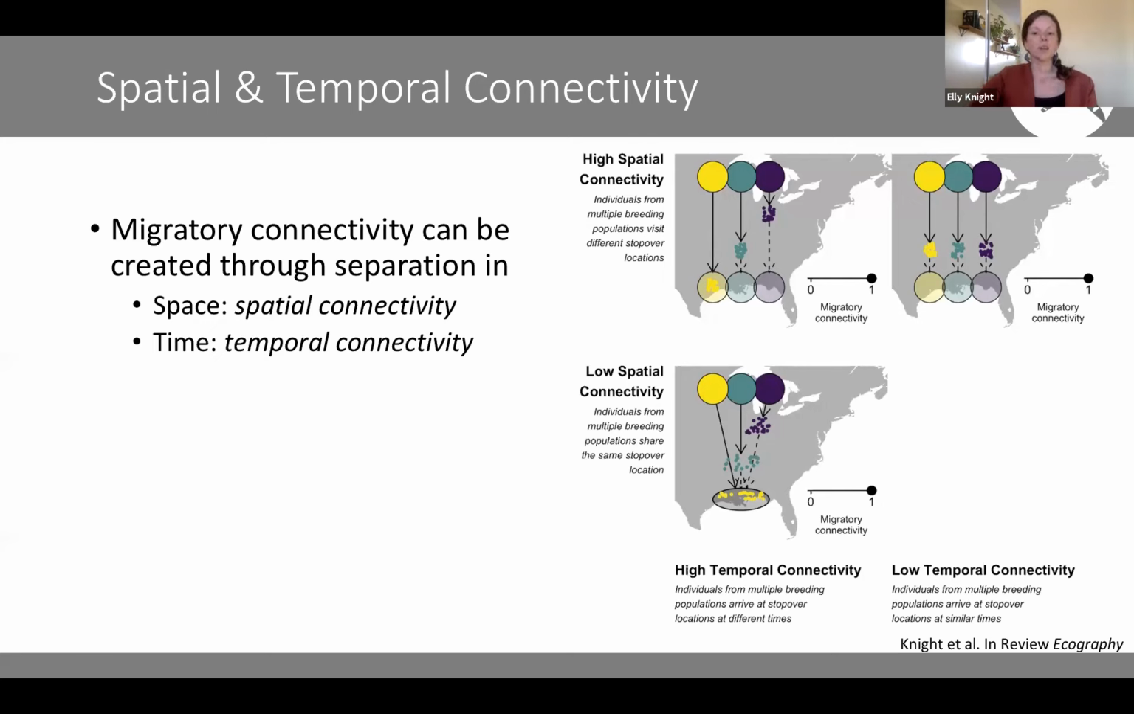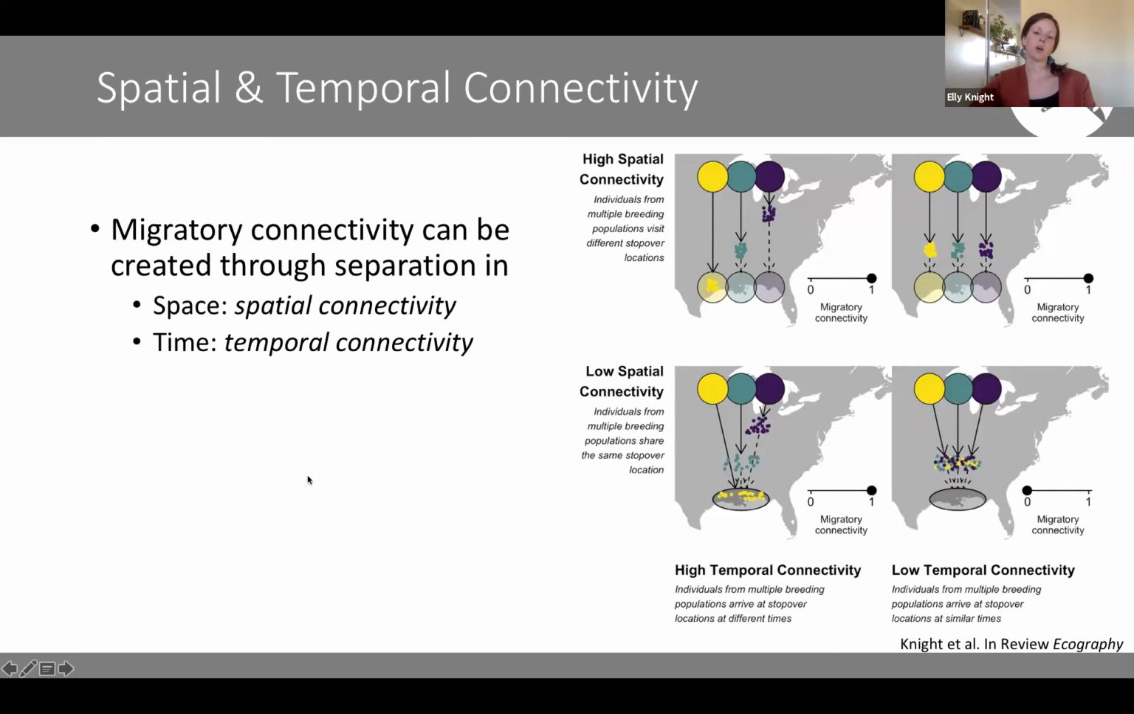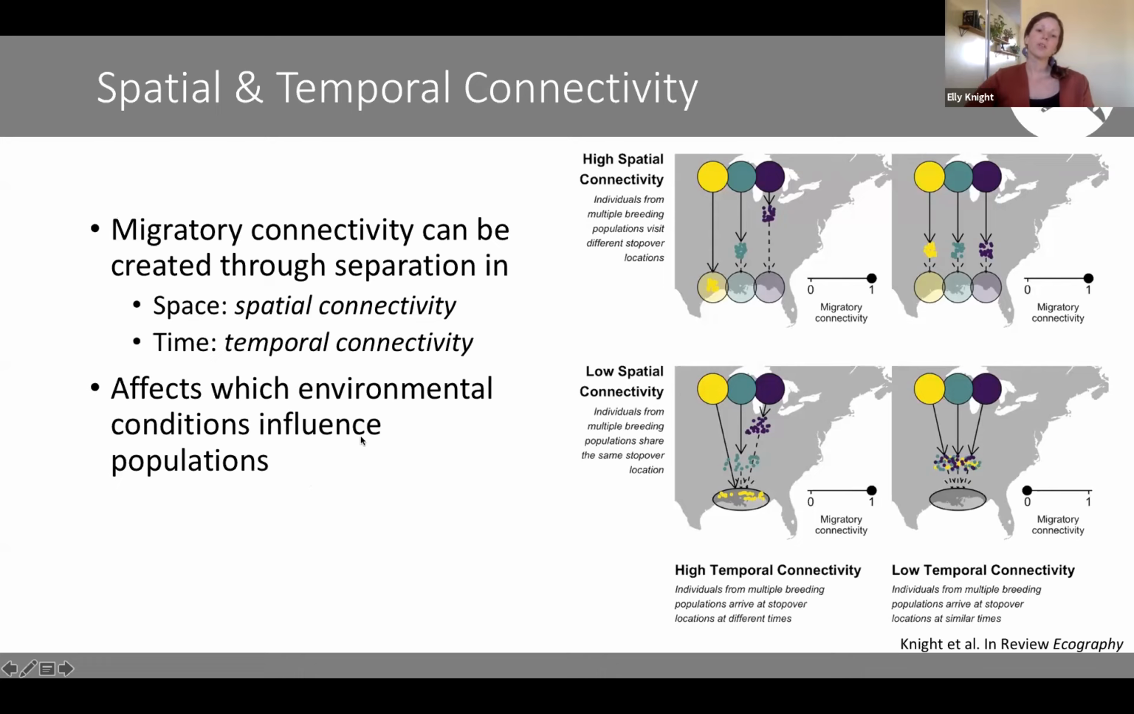And so the only time we actually see low migratory connectivity during migration is when species are using a common stopover area or route, and they have the same migration timing. And when studying differential population trends, it's important to distinguish whether migratory connectivity arises through separation in space or time, because different environmental conditions can influence populations depending on which type of connectivity it is.